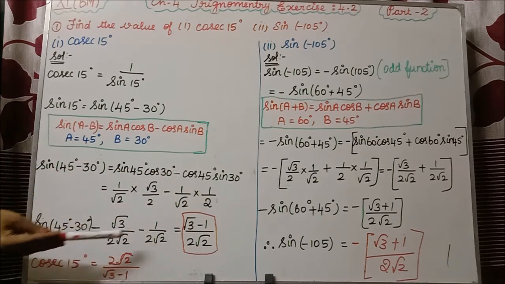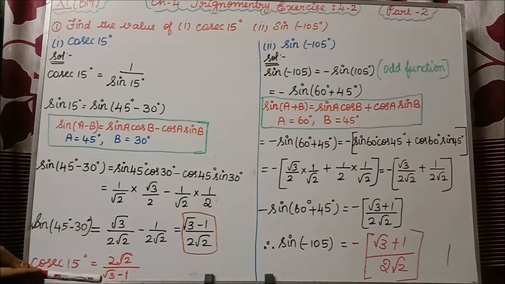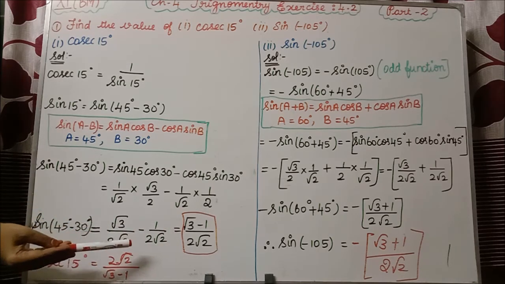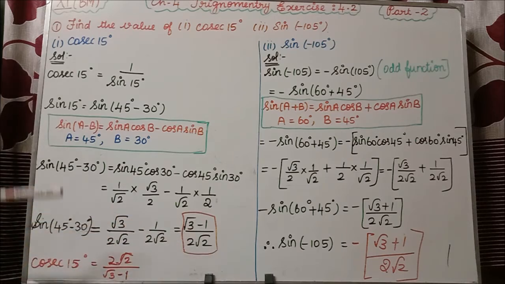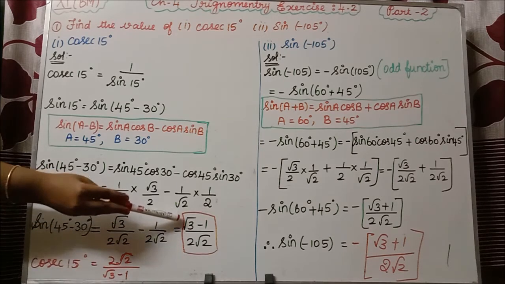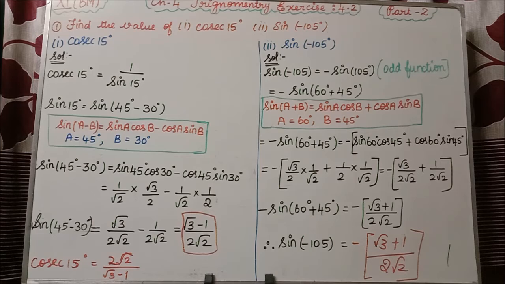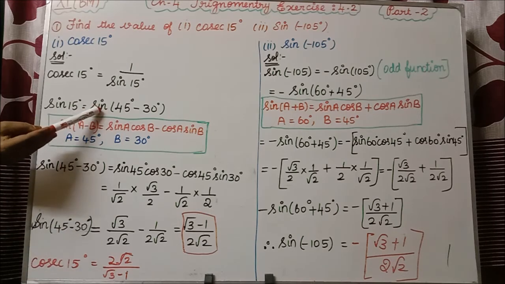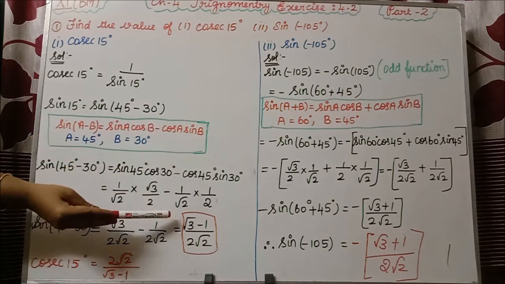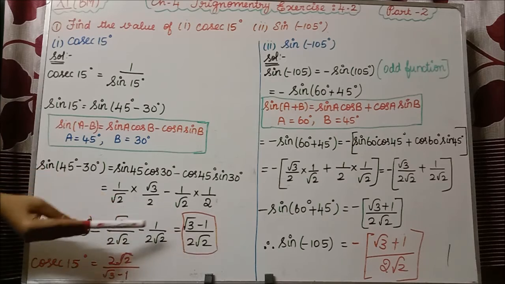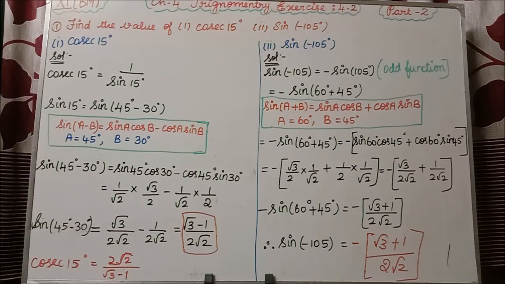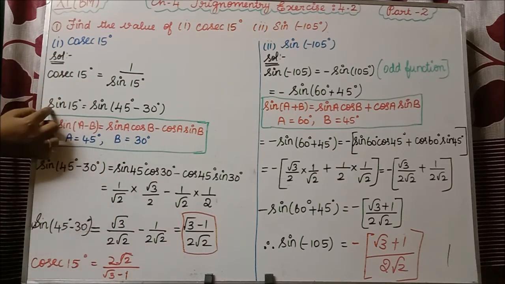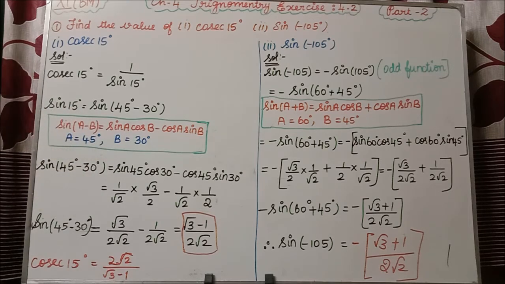Since we are having the same denominator, how can we write now? 2 root 2, one time I am writing. The numerator, root 3 minus 1, I am writing. Okay, now what is this answer? This is the sine of 45 degree minus 30 degree answer. That is, sine of 45 degree minus 30 degree answer is root 3 minus 1 divided by 2 root 2 we are having. So that is the sine 15 degree answer.